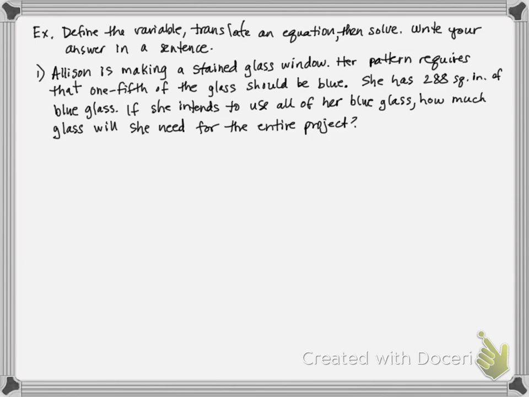Okay? All right, so let's see what we have here. So let's think about what they're asking, because she's making a stained glass window. Okay, she's going to be using 1/5 of the glass in the window is going to be blue. We have 288 square inches of blue glass. She's going to use all of her blue glass. How much glass will she need for the entire project? So generally speaking, the question reveals what we're solving for.